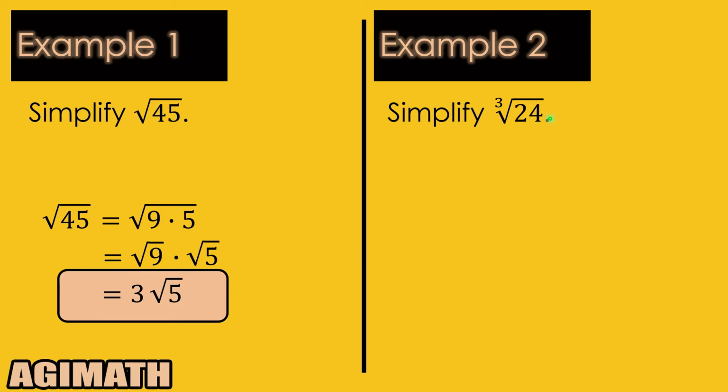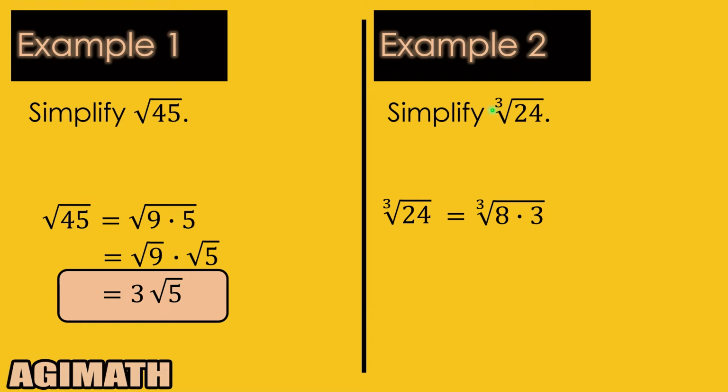Simplify the cube root of 24. Now, the difference between example 1 and example 2: for example 1, the index is 2, but for example 2, the index is 3. Now, the same process. We need to factor 24 such that one of the factors is a perfect cube.